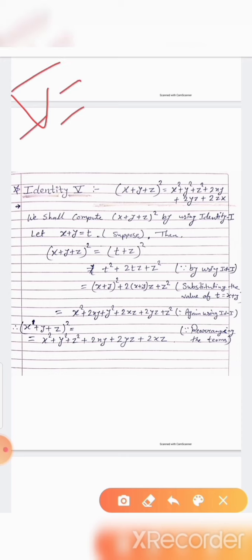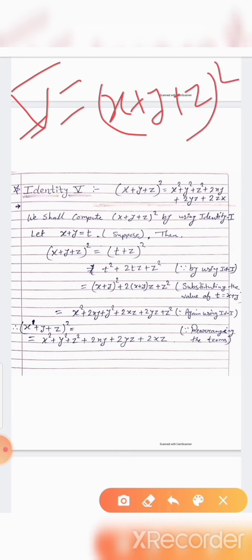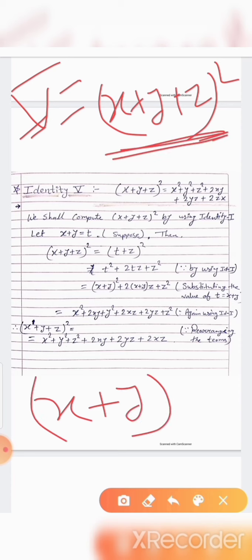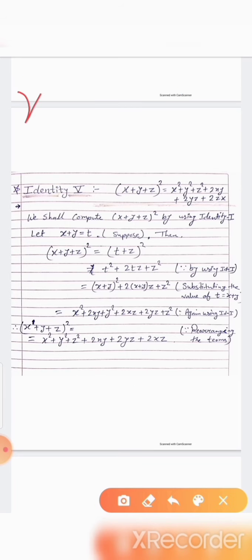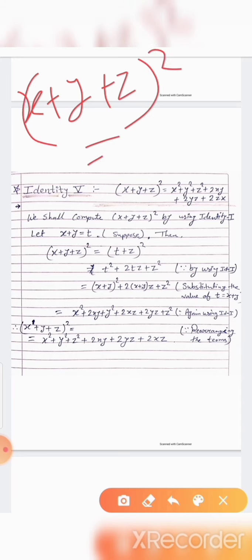Identity number 5 is the statement x plus y plus z whole square. In earlier classes we used two terms, x plus y. Now in this class we study the square of three terms. How do we find the square of three terms? It will be our identity, known as identity number 5. For that we multiply x plus y plus z whole square, meaning x plus y plus z multiplied by x plus y plus z.